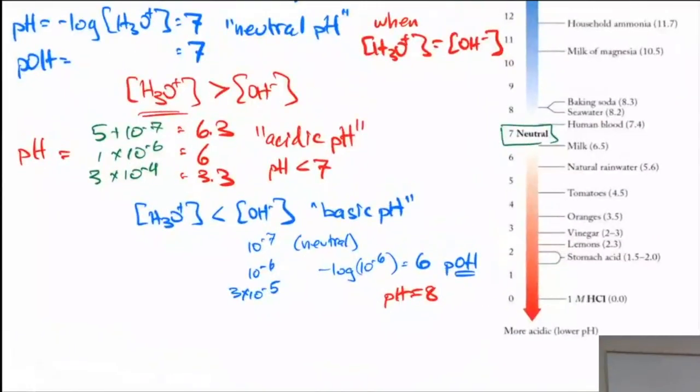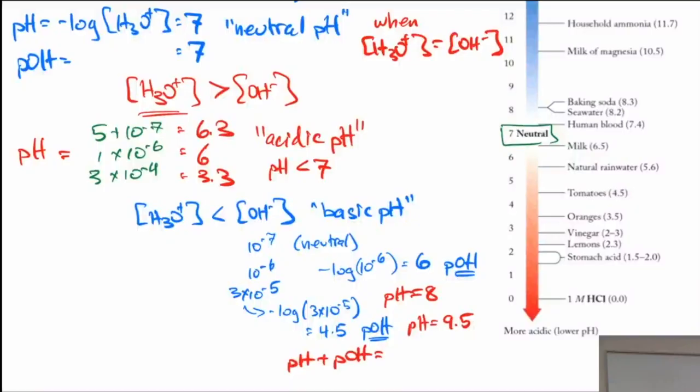So what's the negative log of 3 times 10 to the minus 5th? You can get your calculators out if you want. It should be 4.5. But again, that's the pOH. The pH of that is going to be equal to what? 9.5. Did you say 10? I said 9.5. Equals 9.5, because they add up to 14. pH plus pOH is equal to 14.